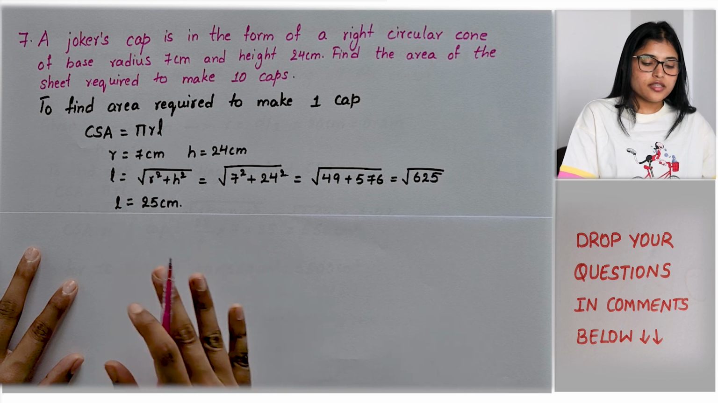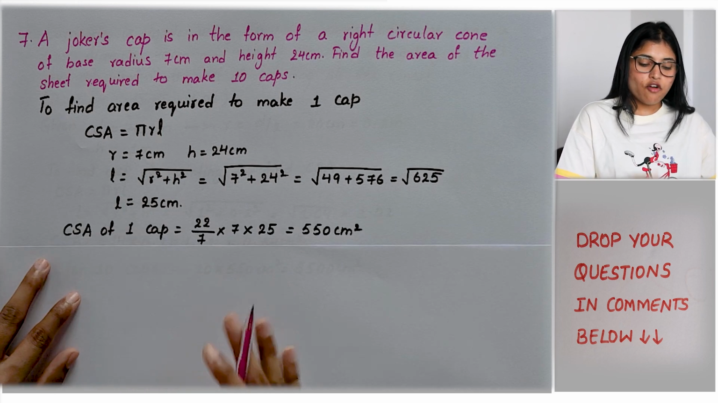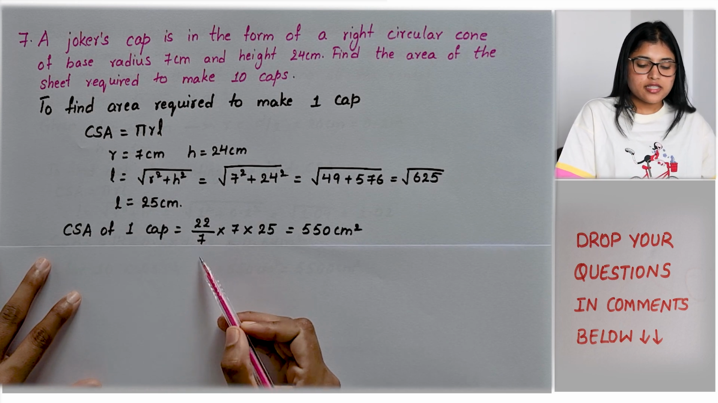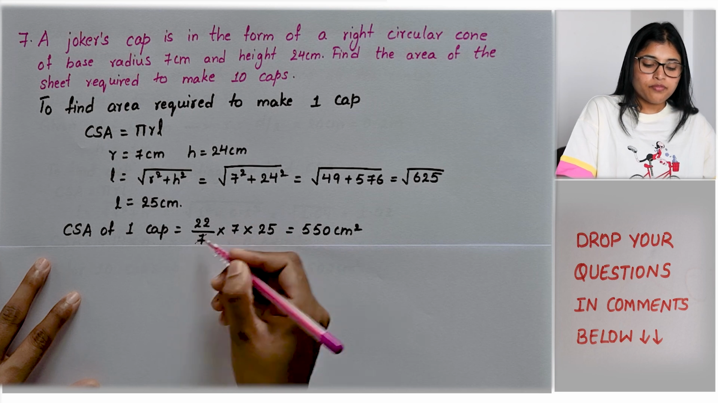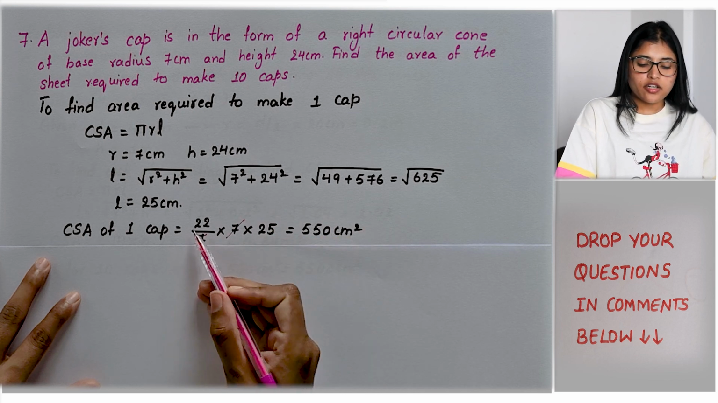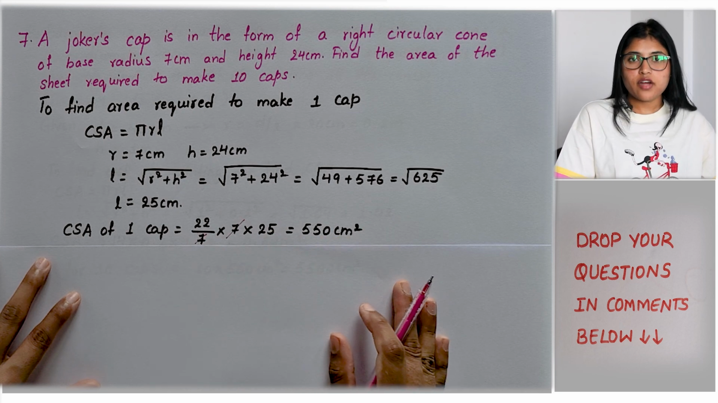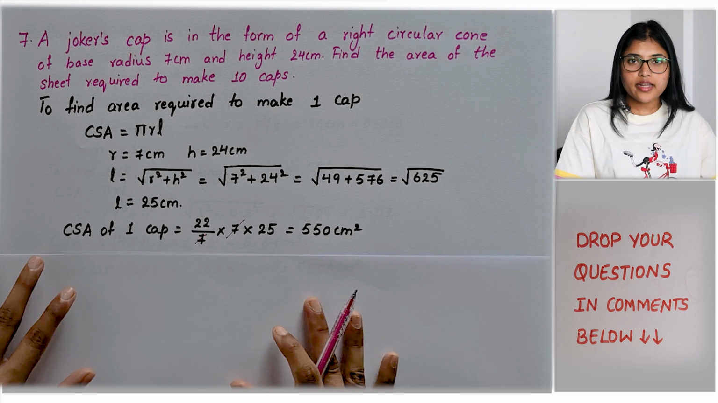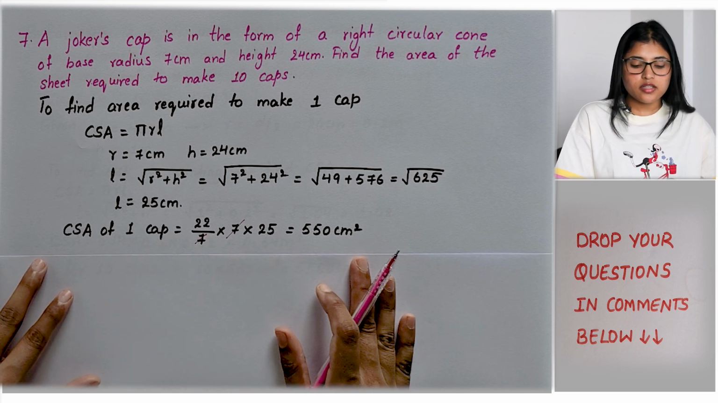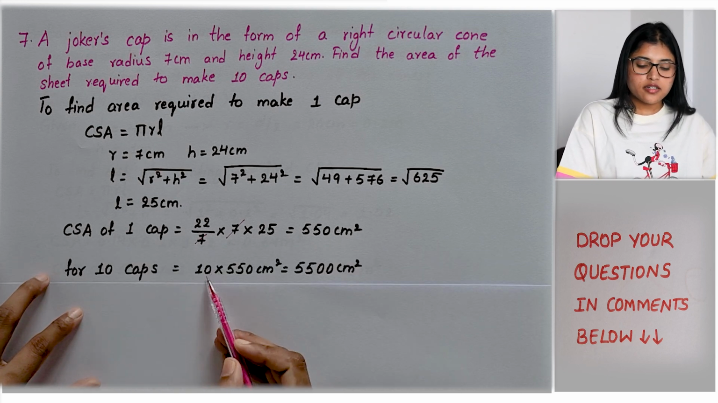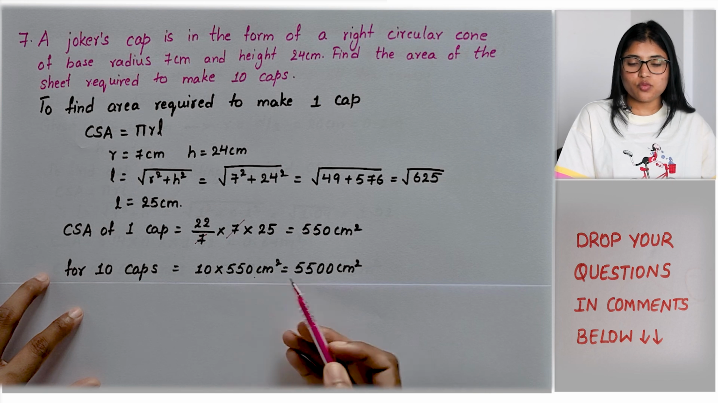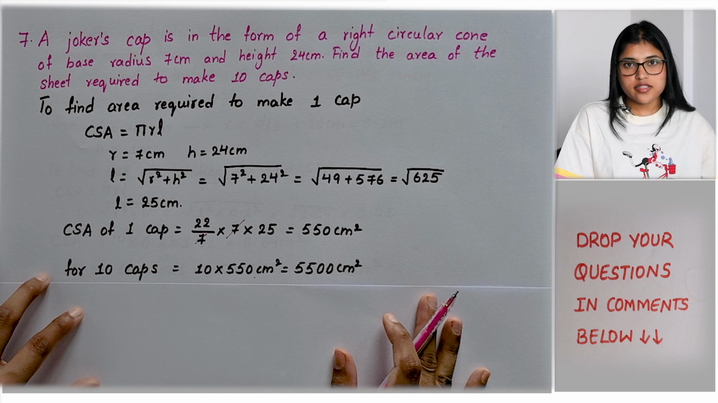Now substituting this and finding the curved surface area of 1 cap, I get 22 by 7 into 7 into 25. 7 and 7 get cancelled. 22 into 25 gives me 550 centimeter square. For 1 cap, I need 550 centimeter square. So for 10 caps, I'll need 10 into 550, which is 5500 centimeter square.